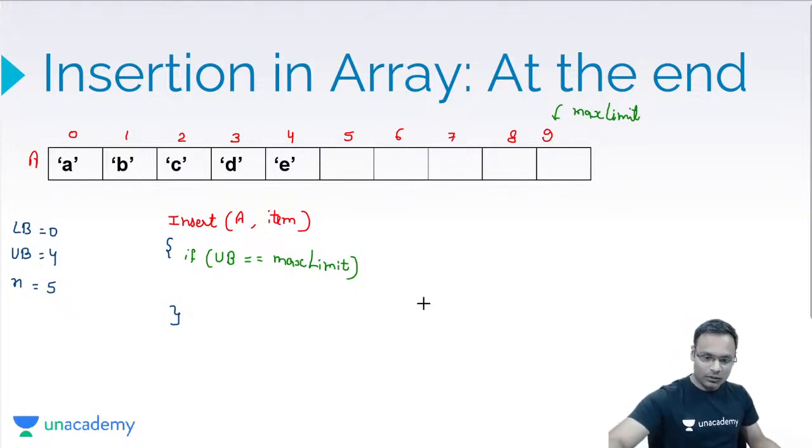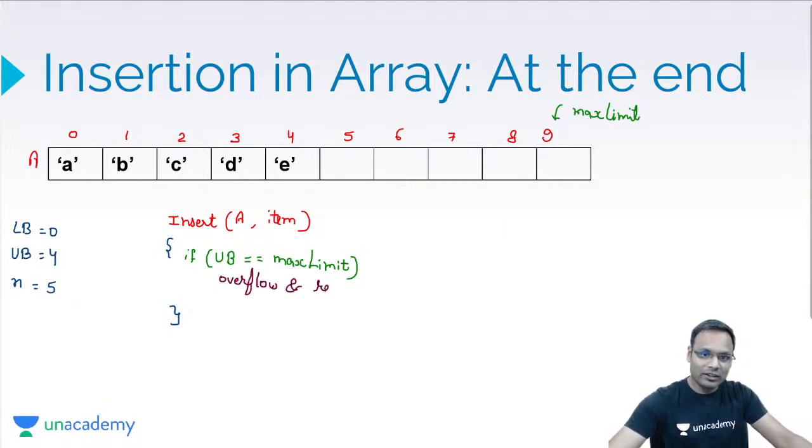Right? Now what happens in that particular case? Look at this. I can say overflow. So it will return overflow and then we return from the algorithm. Done. We cannot perform insertion.